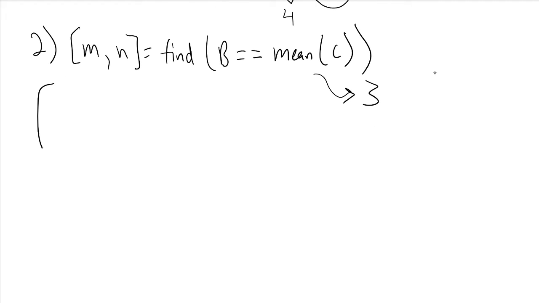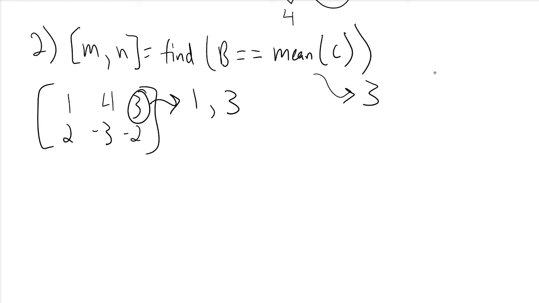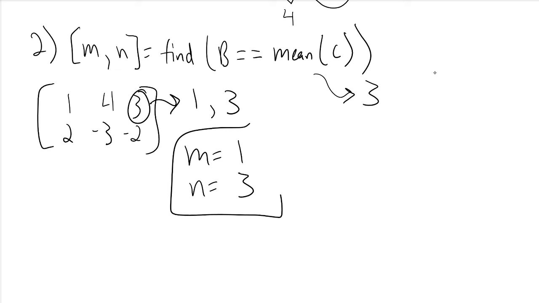So if we look at B, B is 1, 4, 3, 2, negative 3, negative 2. And so as we can see right here, there's a 3 right there. And this is in row 1, column 3. So M is going to store our row, and then N is going to store our column. So we get M is equal to 1, N is equal to 3.